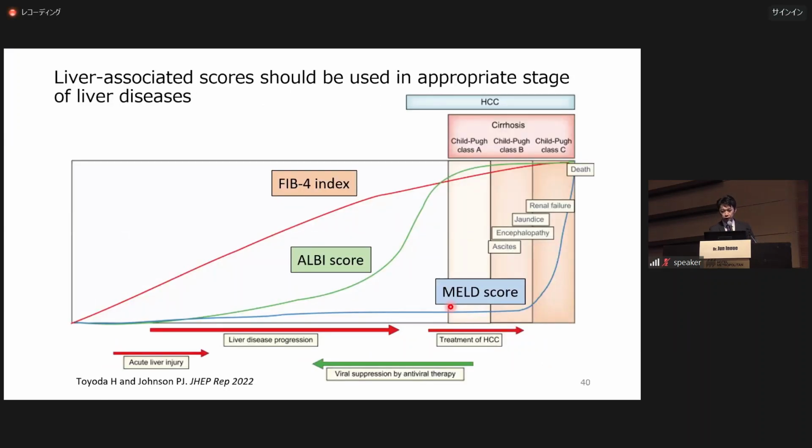This cartoon shows the change of FIB4 index, ALBI score, and MELD score during the progression of liver disease. FIB4 index is increasing from the early stage of liver disease, and ALBI score is going up rapidly at the pre-cirrhotic stage. And MELD score is increasing at the last of cirrhosis, Child-Pugh C stage. So we should use these scores in the appropriate stage.